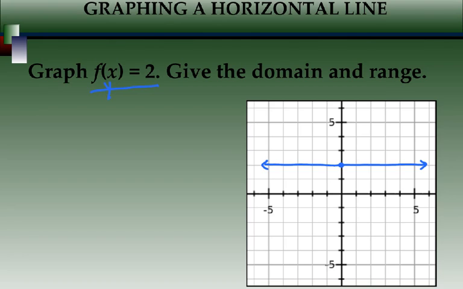To give the domain and range of this, the domain of a horizontal line is always going to be all real numbers.